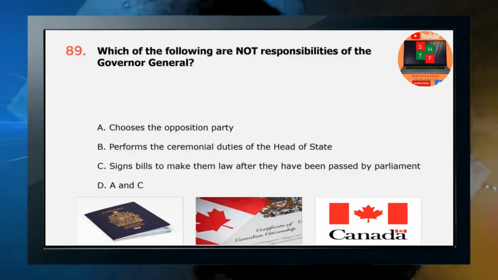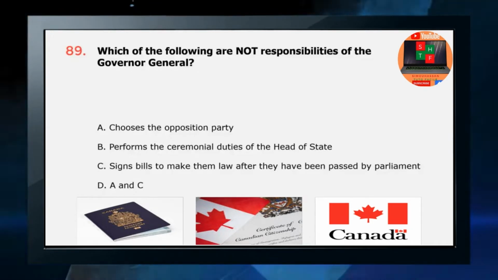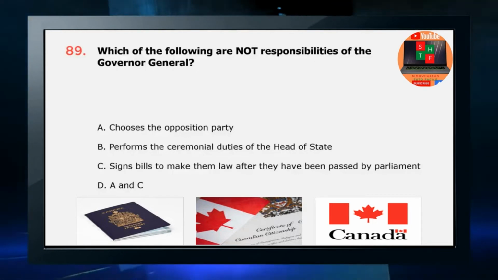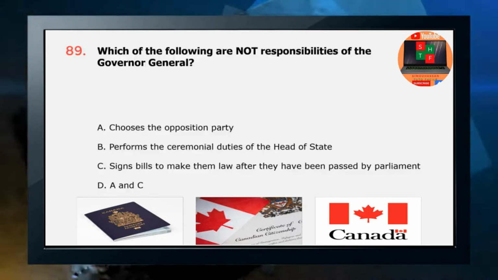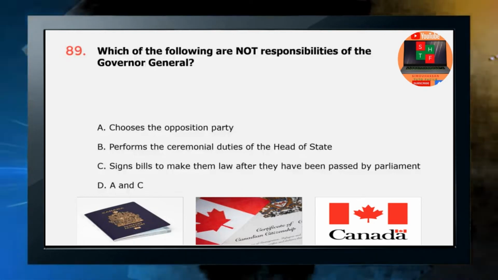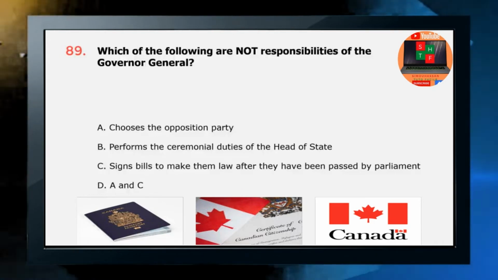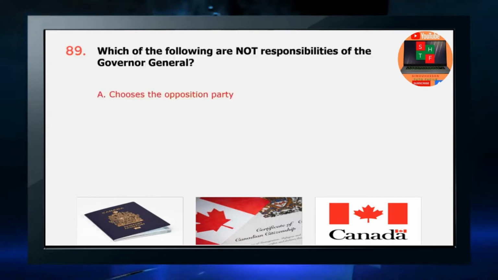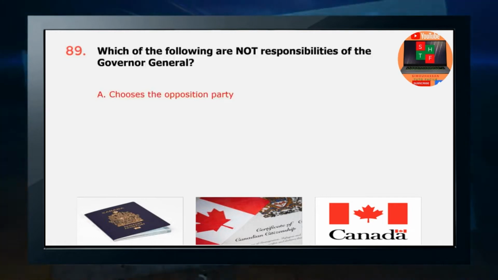A. Chooses the opposition party. B. Performs the ceremonial duties of the head of state. C. Signs bills to make them law after they had been passed by Parliament. D. A and C. The answer is A. Chooses the opposition party.